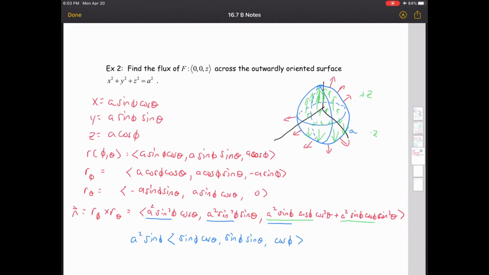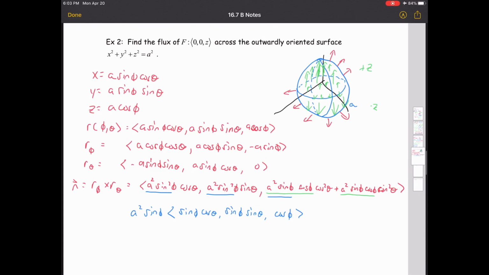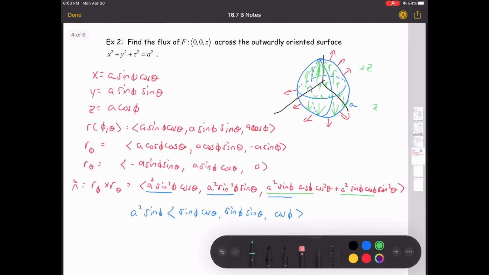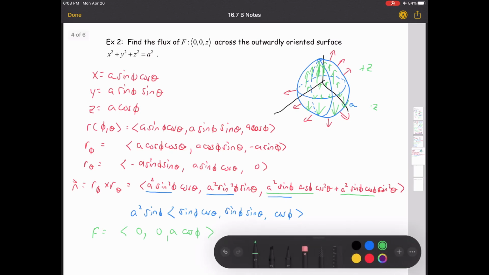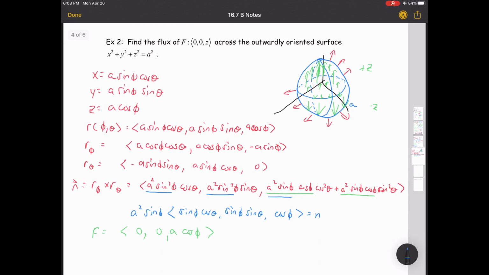Now f is just 0, 0, z, so that's just going to be 0, 0, a cosine phi. So our f function, let's go ahead and write that down here. The f function parameterized is going to be 0, 0, and then a cosine phi. All right, so now I need to dot, because what we just found here was our normal vector. We need to dot f with n.